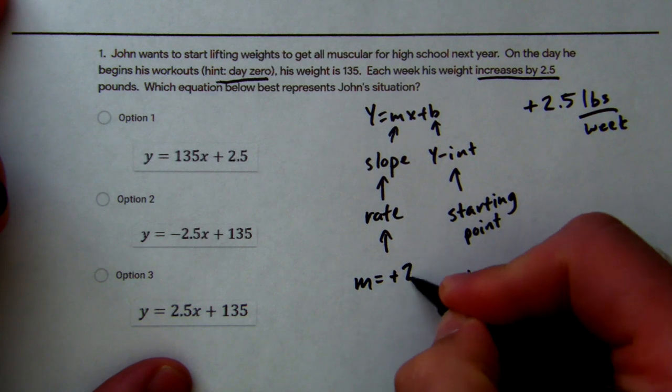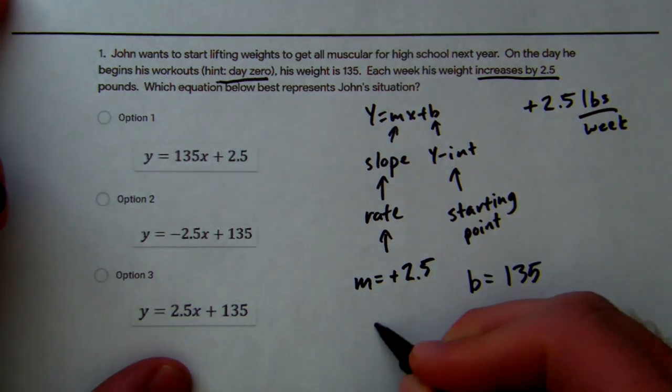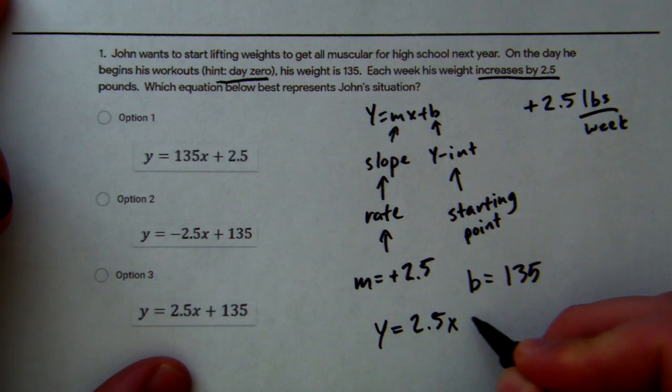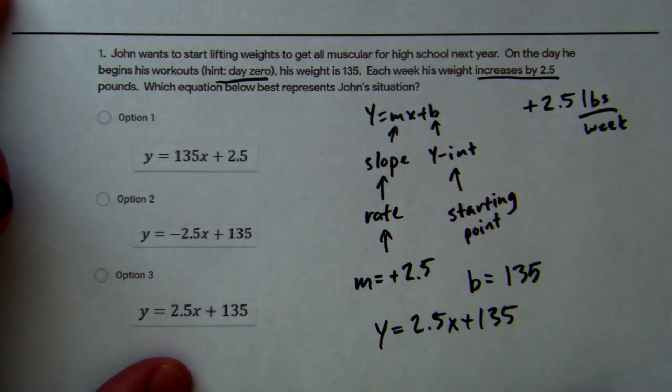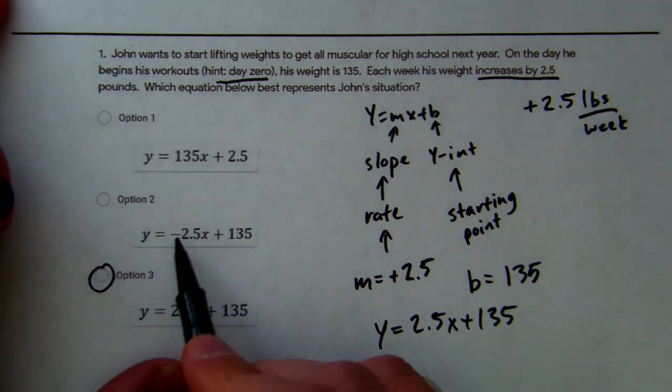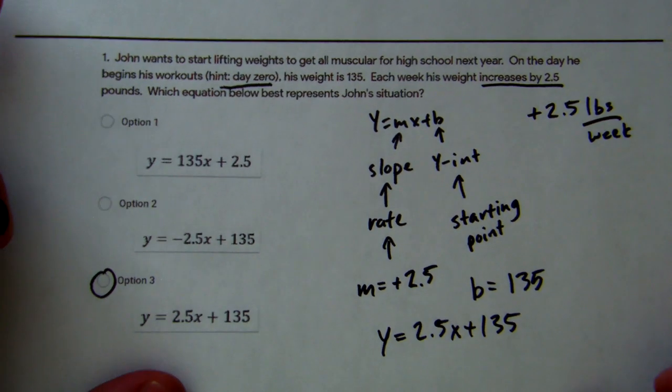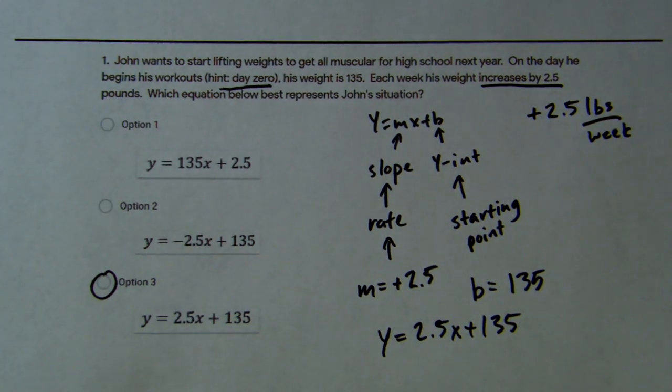is positive 2.5. So to write this equation, we're going to plug in m, 2.5, x plus 135. So our correct option here is going to be option number 3. It's not 2 because if it was decreasing weight or losing weight, then it would be a negative slope. But because it's increasing by 2.5, our correct answer here is option 3.